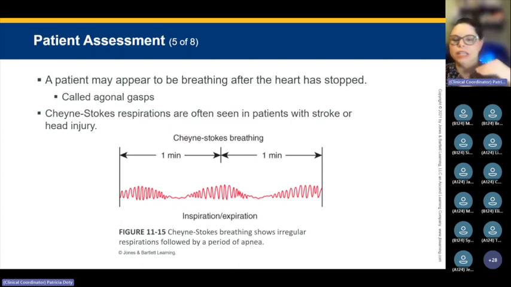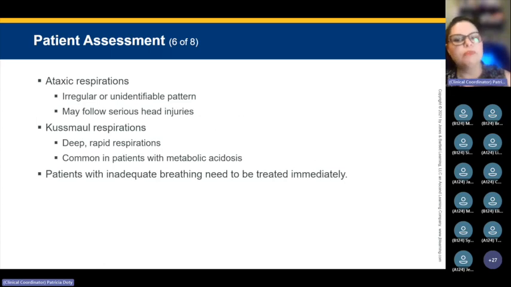It's breathing with an increased rate and depth of respirations followed by apnea. So it'll be just this irregular respiratory thing, okay? Ataxic respirations, this is an irregular and unidentifiable pattern, and that's going to be your more serious head injuries. As it continues to move down, you're going to have ataxic.